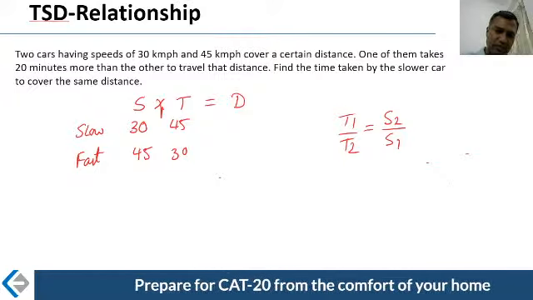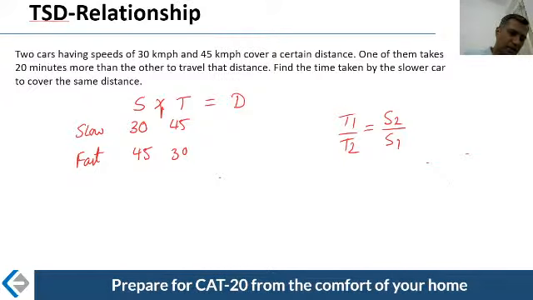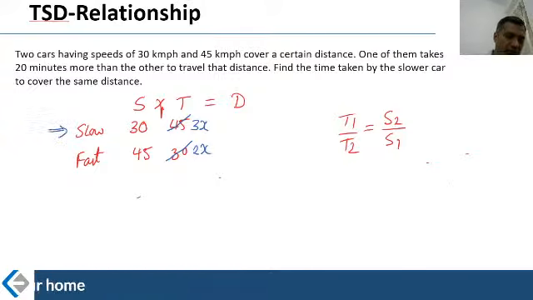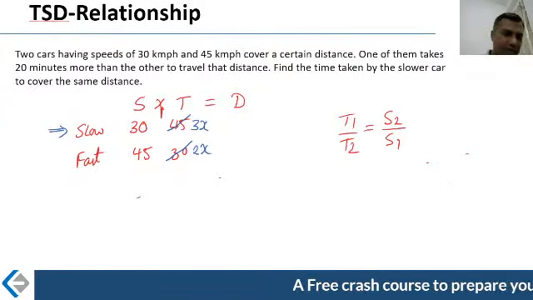But it's a ratio, friends. It's not the absolute value. Therefore, simplify them. This is 3x, 15 times 3, and this is 2x. Which implies that in the first case, the slower car is taking 3x time and the faster car is taking 2x time.